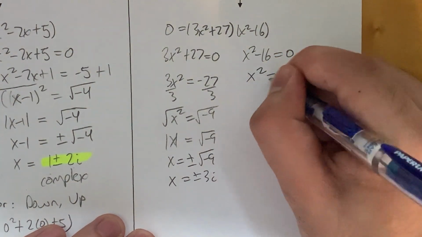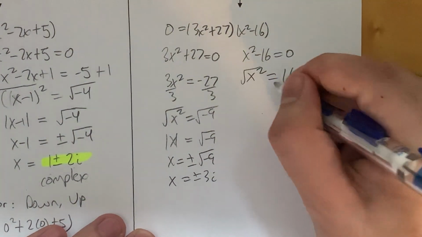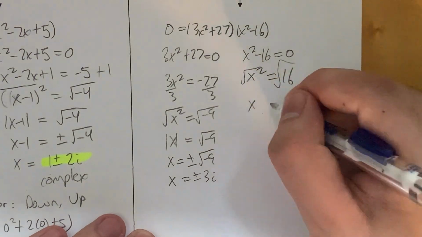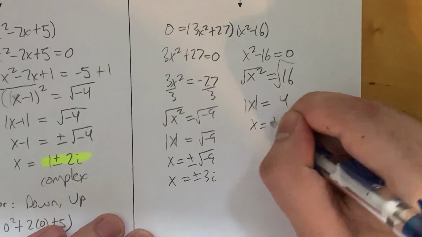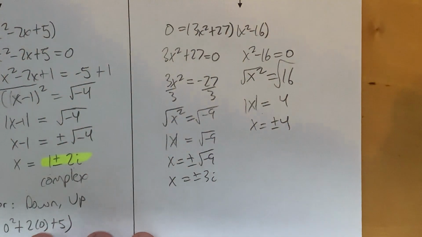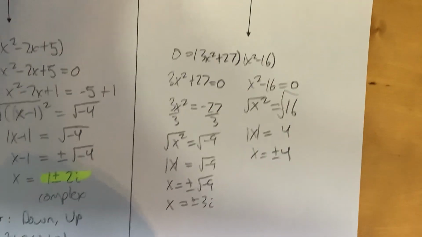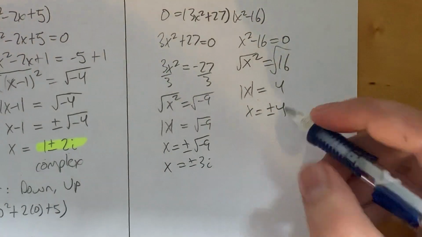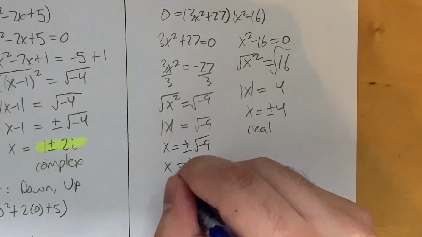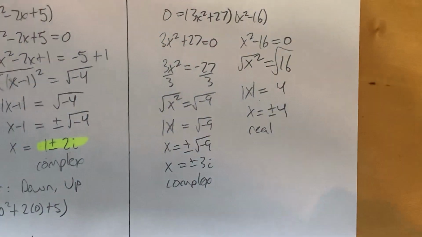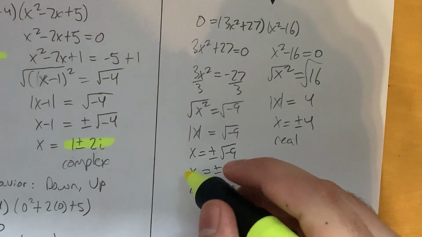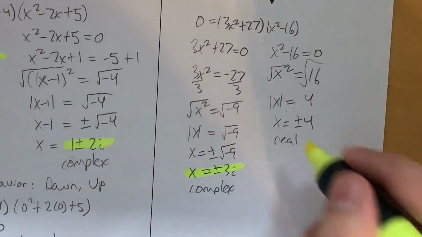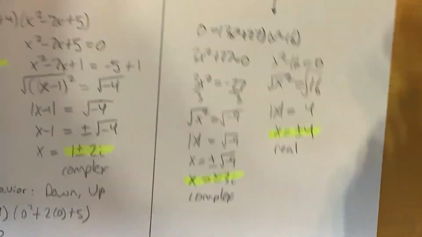I'm going to add 16. X squared equals 16. Square root both sides. Absolute value of x equals 4. X equals plus or minus 4. I didn't need to leave it as square root of 16 because I know it. And now that I found both of my answers, this one is real and this one's complex. I'm also going to highlight them. Done. And we can do the same thing we did with the other ones.